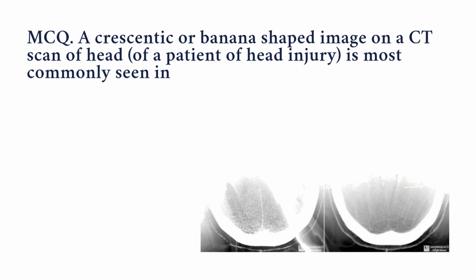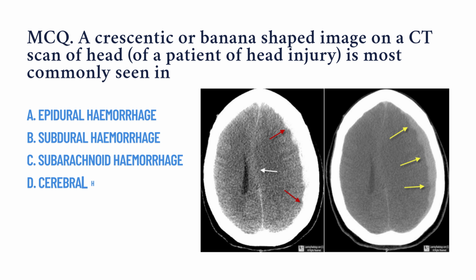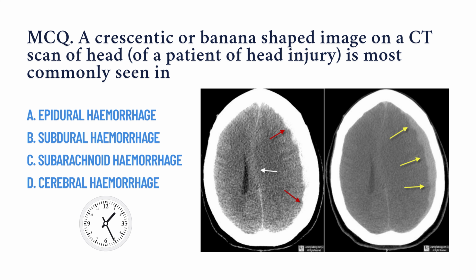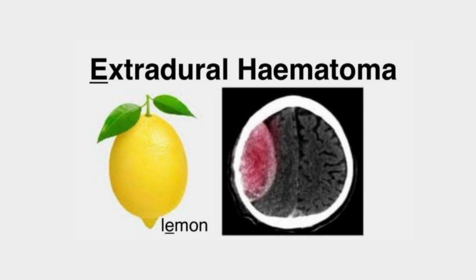A crescentic or banana-shaped image on a CT scan of the head of a patient with head injury is most commonly seen in epidural hemorrhage, subdural hemorrhage, subarachnoid hemorrhage, or cerebral hemorrhage? The answer is subdural hemorrhage. This is indicative of subdural hemorrhage. However, in epidural hemorrhage, there will be a lentiform, a lens-shaped or lemon-shaped, you can say, image seen in the CT scan of the head after head injury.